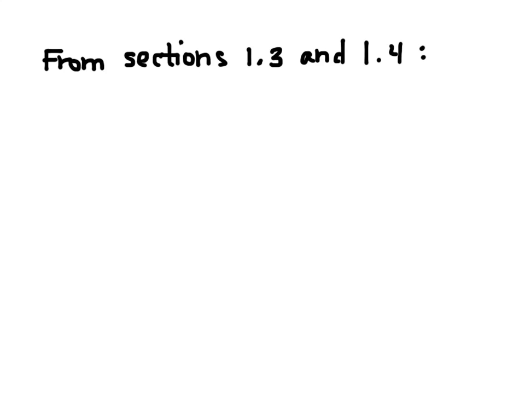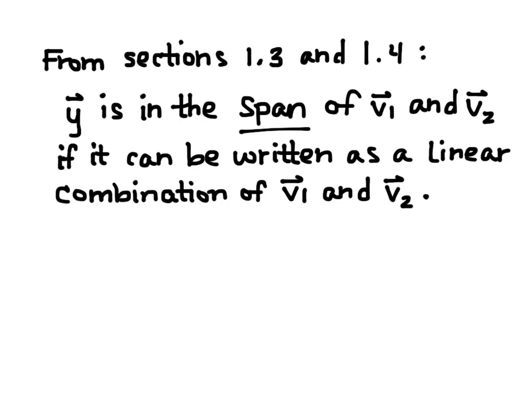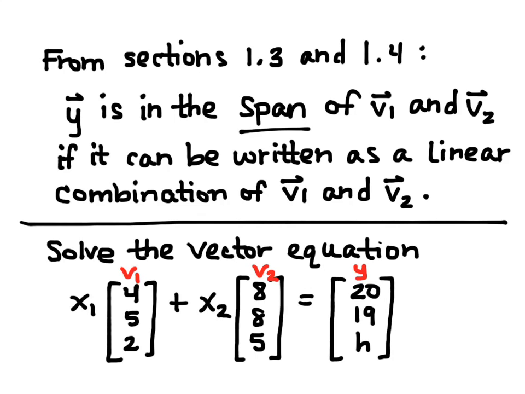Now recall from sections 1.3 and 1.4 that y is in the span of v1 and v2 if it can be written as a linear combination of v1 and v2. This means that x1 and x2 would have to exist so that x1 times v1 plus x2 times v2 equals the vector y. So our goal is to see if there is a solution to this system or not. If there is a solution, then y is in the span of v1 and v2. If there's no solution, then y is not in the span of v1 and v2.